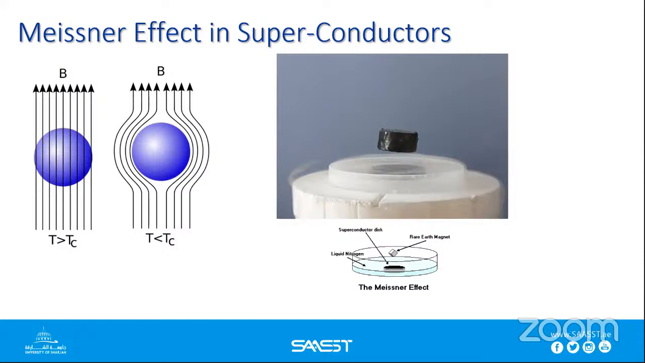This is kind of a situation which we encounter in the Meissner effect in a superconductor, where we cannot penetrate magnetic lines of force into any superconductor, and we can easily levitate a superconductor.